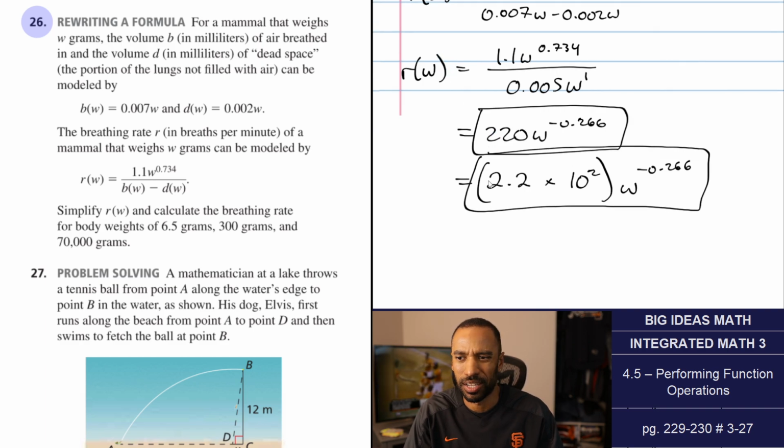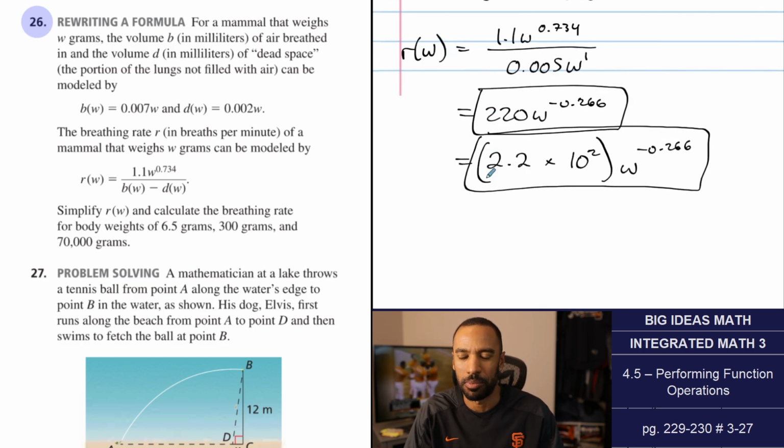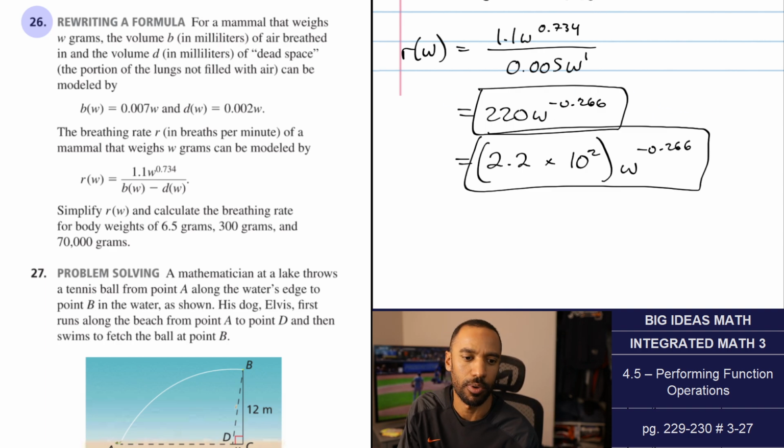They both kind of work. It just rang a bell to me that we never use scientific notation. Anyway, that would be the kind of part A. Breathing rate for body weights of 6.5, 370,000 grams. Now let's make sure that everything we did here was right.